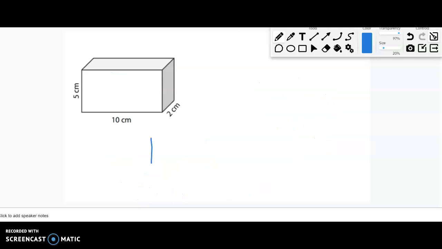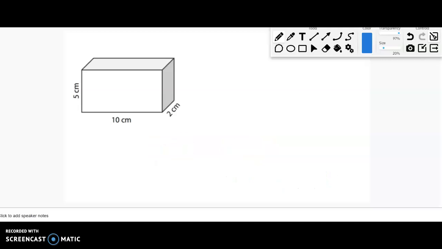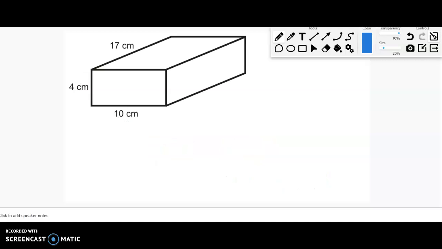I should point out on this one, it'd be 100 centimeters cubed, or we call those cubic centimeters, because it's that many cubes that I could fill up that shape with, or make that shape with. Not just squares anymore, they are cubes, because we're in 3 dimensions. We're not covering it, we're filling it up.